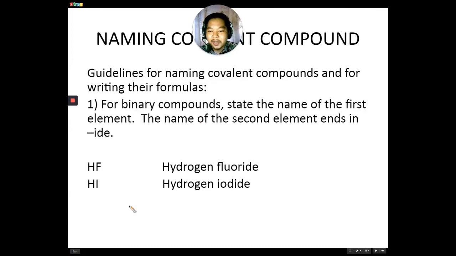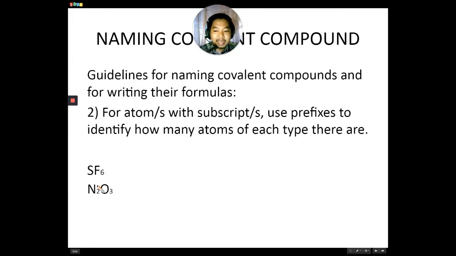Easy if there are no subscripts. What if there's a subscript? Meaning an indicator that there are more than one atoms per element. So second step, for atoms with subscript or subscripts, we use prefixes to identify how many atoms of each type there are. So what are these prefixes?